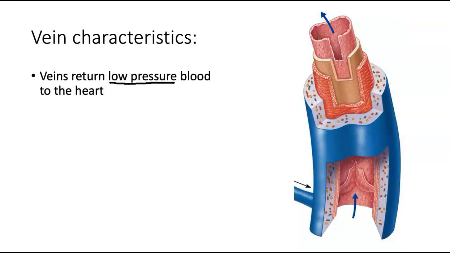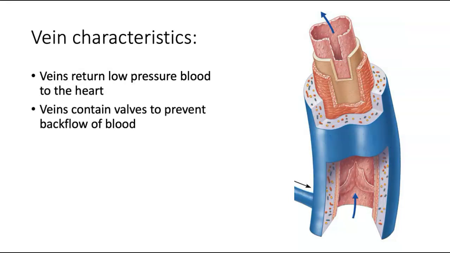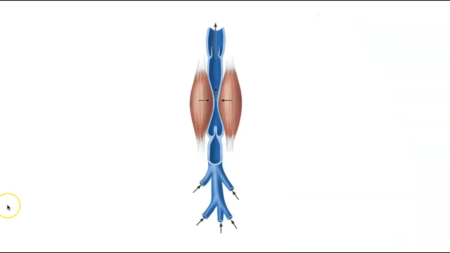Sometimes people talk about deoxygenated blood, and that could be the case, or it might not be the case. It depends, but veins are always carrying low pressure blood back to the heart, and because of that, veins contain valves to prevent backflow. And so taking a look at this picture, we can see that a valve is just literally like a little flap inside of the vein.